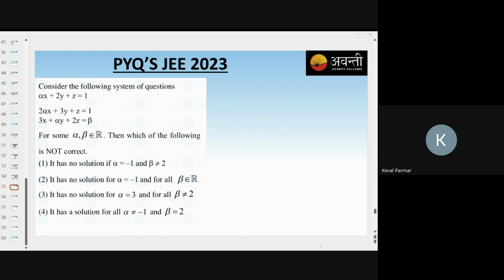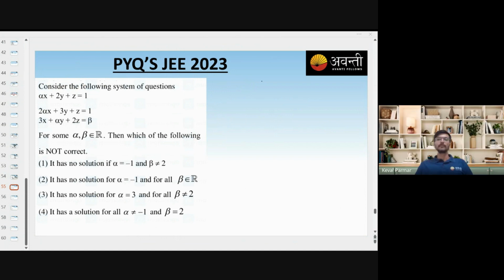This is a question on, yeah, I have cold and cough. Sorry, guys. This is a question of determinants, system of equations, one of the most important and crucial parts. Consider the following system of equations. They made a printing mistake. For some alpha and beta belonging to real numbers, which of the following is not correct?